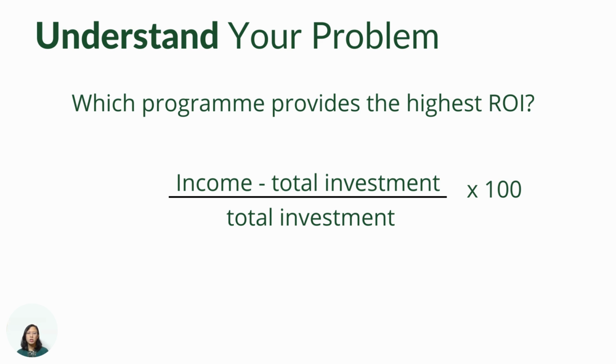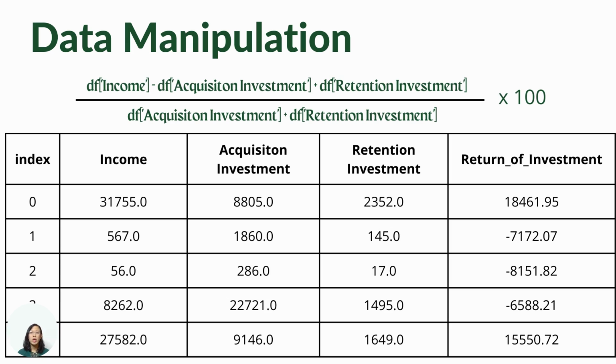All right. So return on investment, we know the formula. We can subtract the total investment from the income and divide by total investment. This is a formula we have already done. In Python, it's very easy to create a new column. We create a new column by manipulating the existing columns. If you remember, we have the column called income, and we also have the columns for investment: acquisition investment and retention investment.